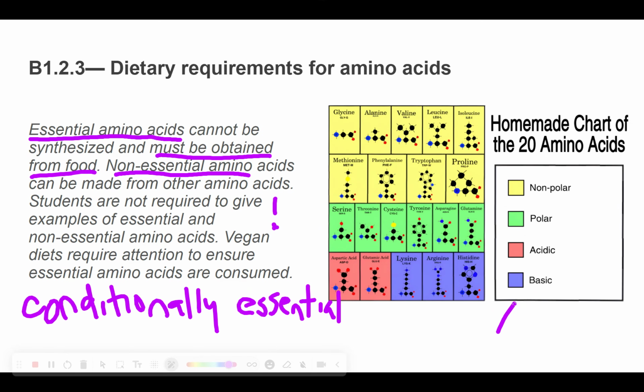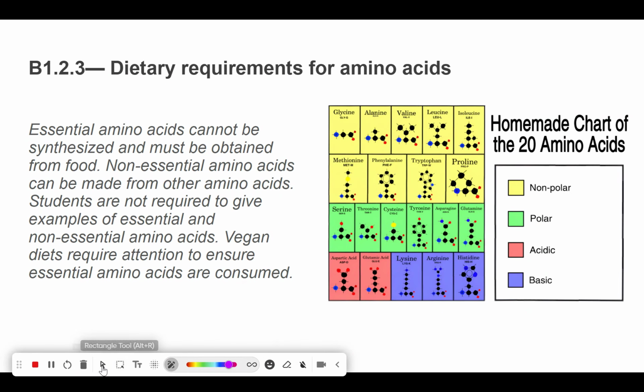Generally, amino acids are classified by these properties or characteristics, and especially in the HL content, we'll get into this a little bit more. But generally, just be sort of familiar with the idea that there are dietary requirements about amino acids. All right, and let's move on.